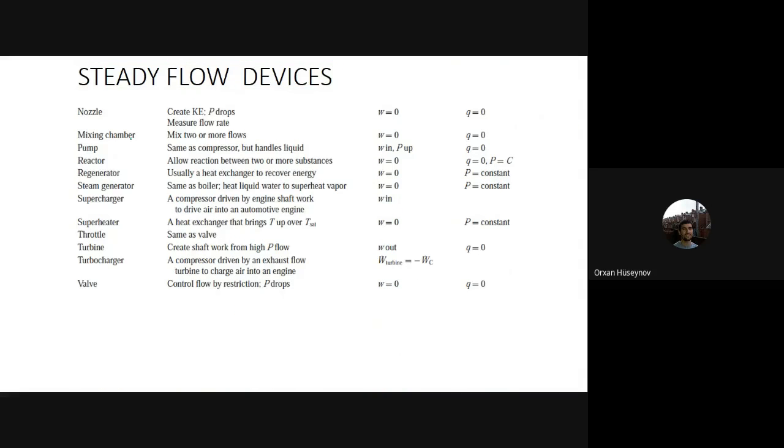So mixing chamber, pump, reactor, regenerator, steam generator, supercharger, turbocharger. You can see the diesel engines, for example. These are used in valve, for example, the flow restrictor. P drops and the work is 0, Q is 0.